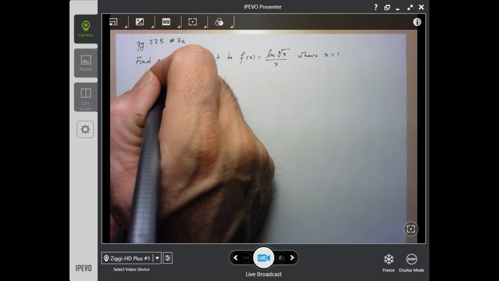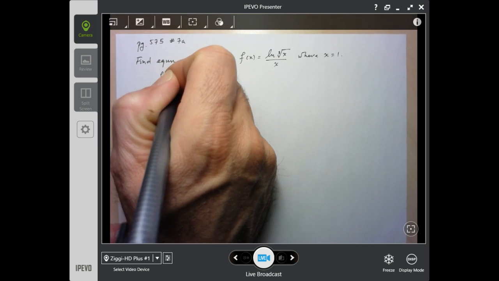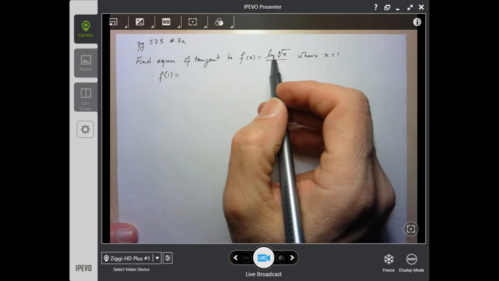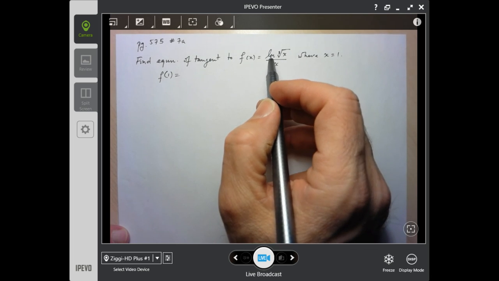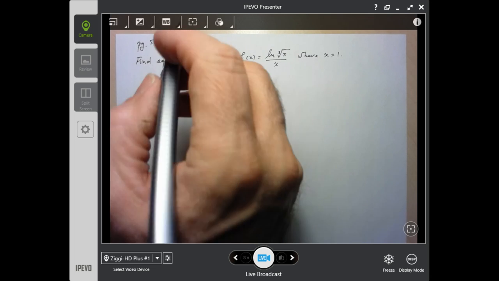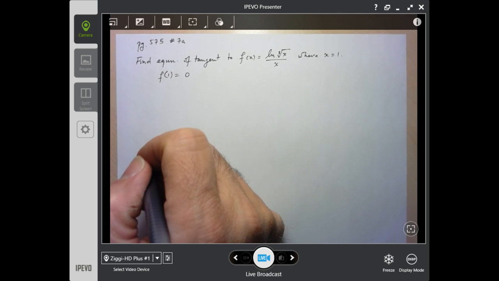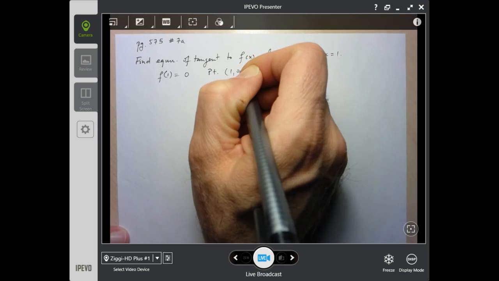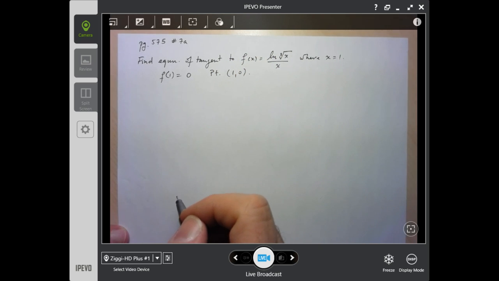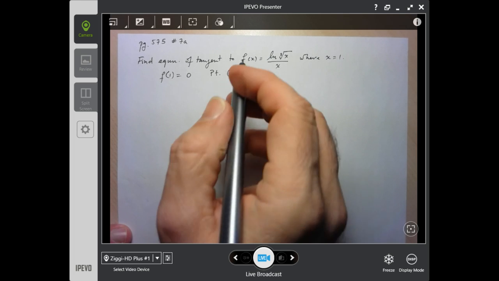So let's start with that. f at 1 is just equal to, well, here the cube root of 1 is just 1 and the logarithm of 1 is 0. 0 over 1, just 0. Okay, so we have our point. Our point then is just going to be (1, 0). Nice and easy. All right, so let's take a look at finding the derivative.